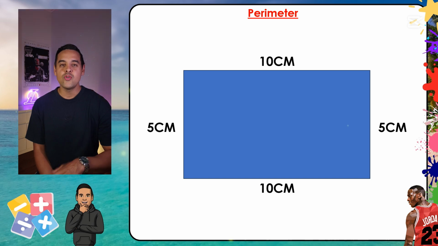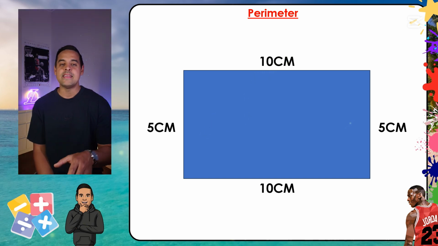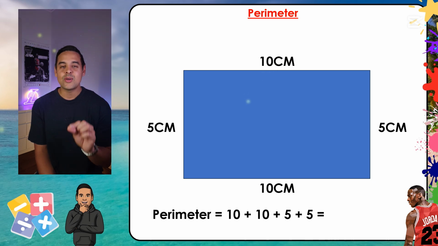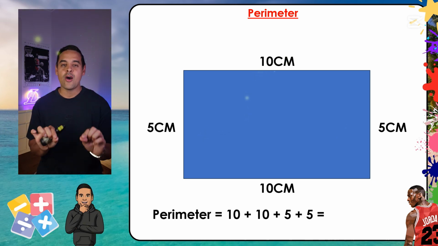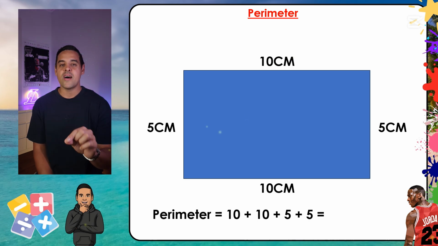Now what we need to do when we are finding out what the perimeter of this 2D shape is, we need to add all the sides together. You need to make sure that you add every single side of the shape in order to find what the perimeter of that shape is. So as you can see here, the working out is 10 plus 10 plus 5 plus 5.